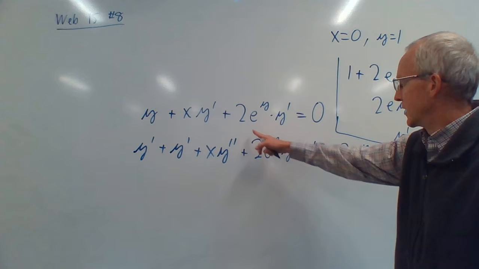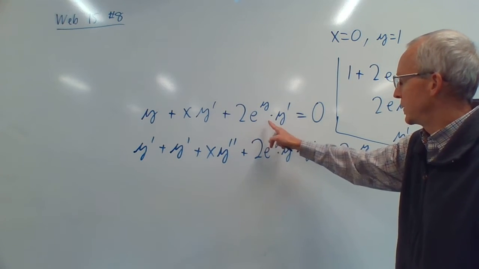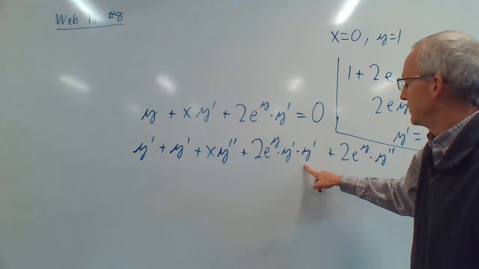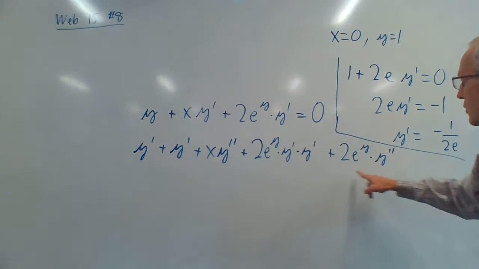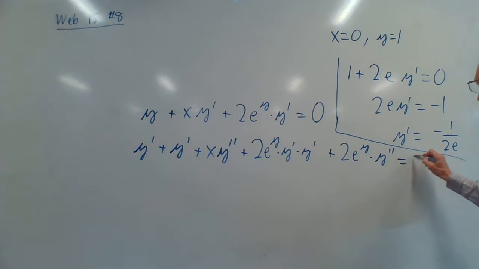So let me check this. Derivative of the first, 2e to the y, y prime, times the second, y prime, plus the first, 2e to the y, times the derivative of y prime, which is y double prime, and that equals 0.